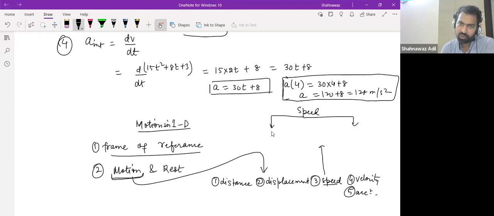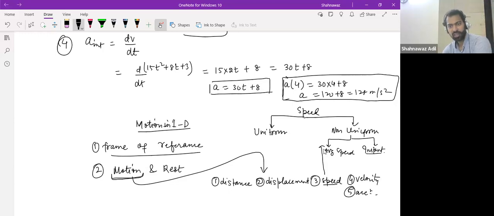One was uniform, and then the other was non-uniform. So again, in non-uniform, we had two speeds: average speed and instantaneous. Right. So again, for the velocity, this was the same diagram, and for acceleration, this was the same diagram. And then we talked about all the things numerically, right? So we solved different kinds of questions based on these concepts.